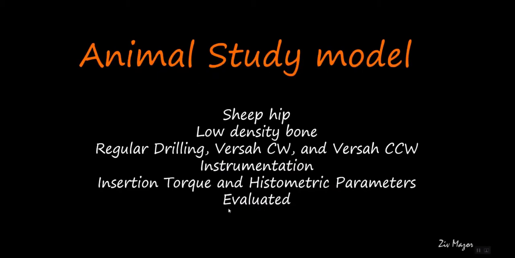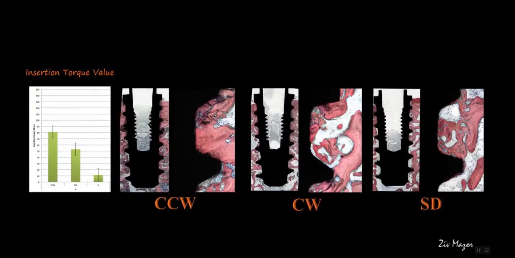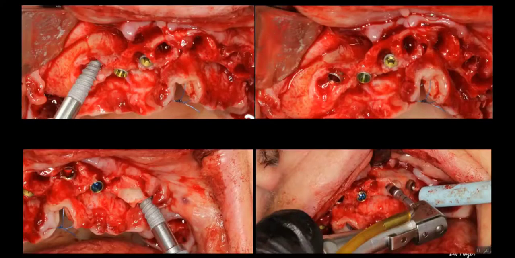The same was done also in an animal study in sheep with the same results. You can see the differences between osteodensification with a very high insertion torque versus standard drilling, and look at the histology, how it differs from osteodensification to standard drilling. So let's get back to our patient.